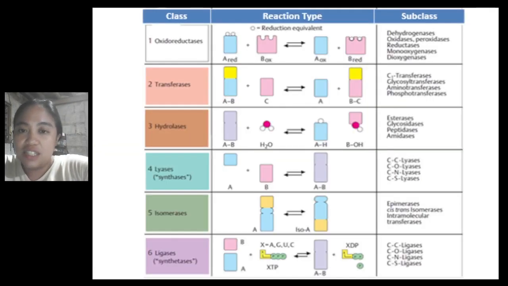So this is just a summary of all the major classes of enzyme. Again, you have to memorize or familiarize all of this, especially if you are given a chemical equation or reaction, you should be able to know which class of enzyme undergoes that reaction.